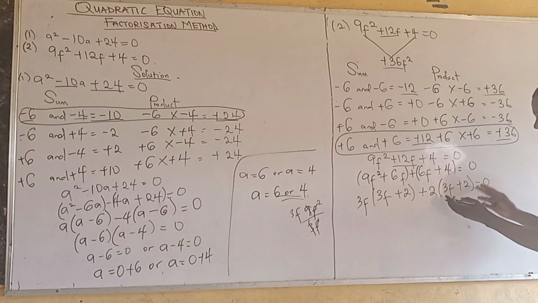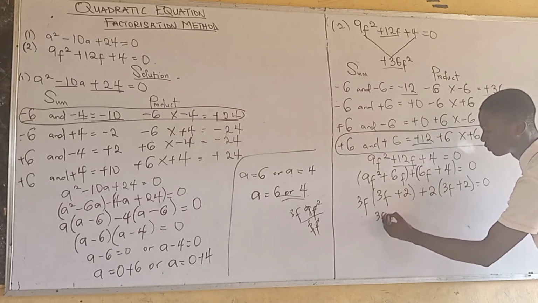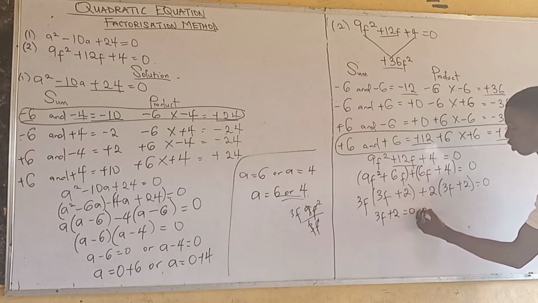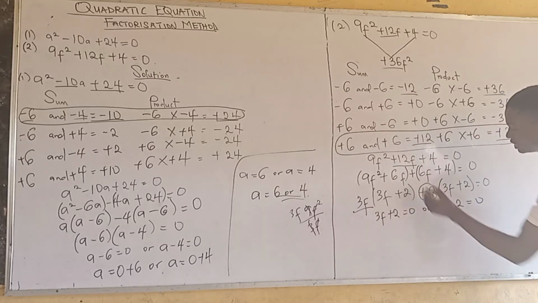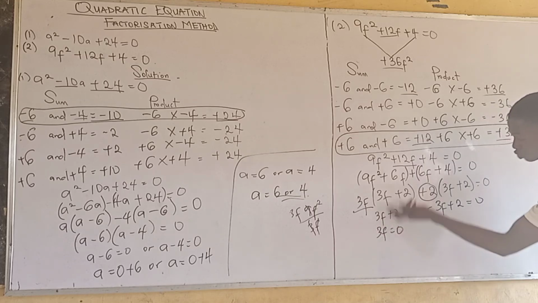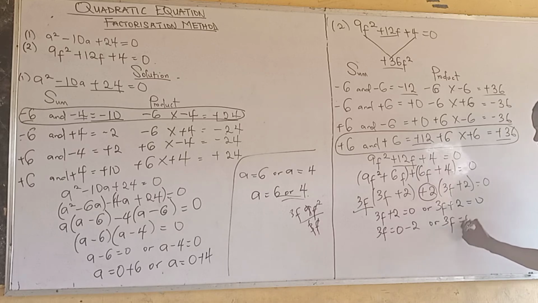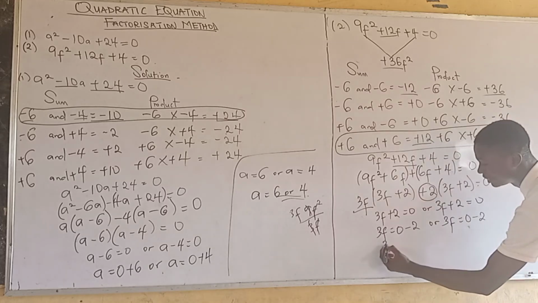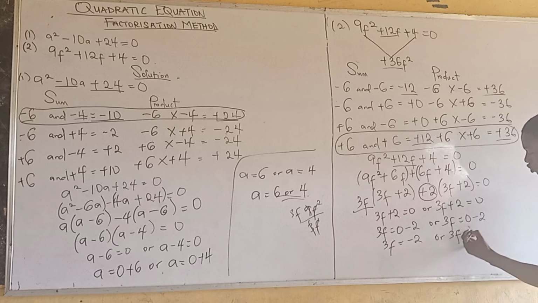So now you can see that this one and this one look alike. They are the same. So you pick them as 1 plus 2 equal to 0, or 3f plus 2 equal to 0. This 3f plus 2 is this one and this one. Now we have 3f equal to 0. When plus 2 comes to the other side, it will give you minus 2, so this will be 3f equal to minus 2.